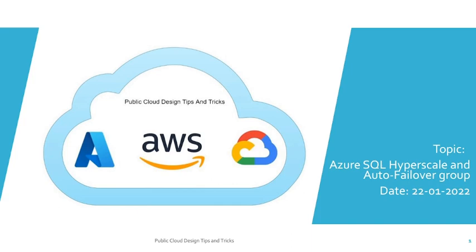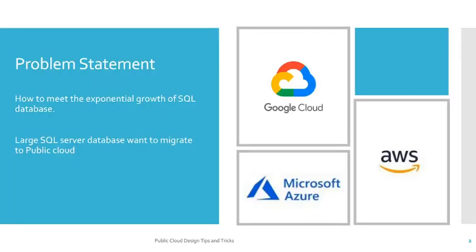Today, we are going to discuss Azure SQL Hyperscale database and its new preview feature, Auto-Failover group. Now, let's try to understand our problem statement. Our problem statement is how to meet the exponential growth of a SQL database. That means if you want to increase your SQL database exponentially, and the size is very high, what is the best solution that public cloud provides? Or if you have a large SQL database on-premises and you want to migrate it to public cloud, then what should be your solution?